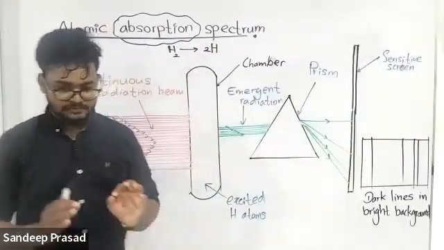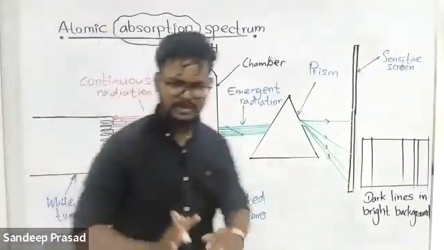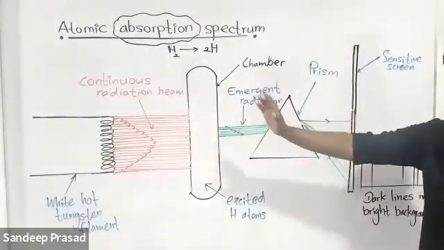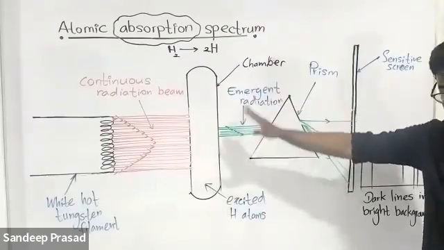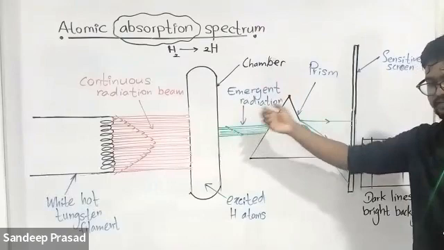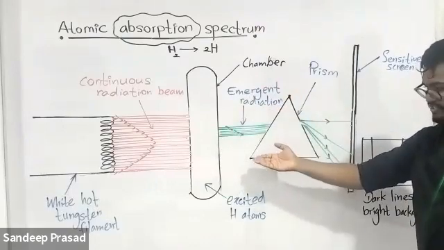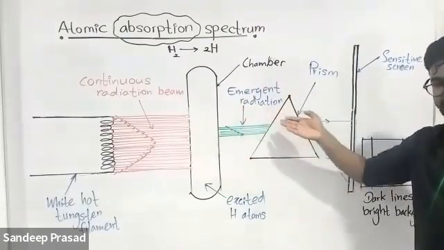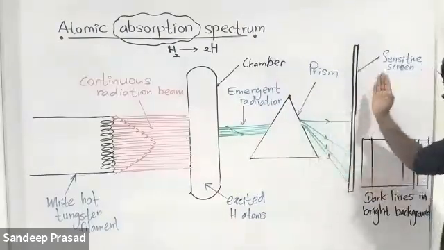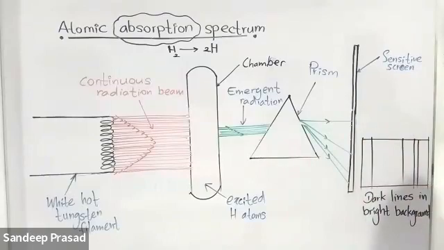Understood? Right. So this is the practical. That's all. The filament emitted energy radiations. Those energy radiations are absorbed by the hydrogen atoms in the chamber, and the remaining, filtered radiations are emitted from the other side of the chamber. We analyze that through a prism, and we can see this kind of dark lines in a bright background.